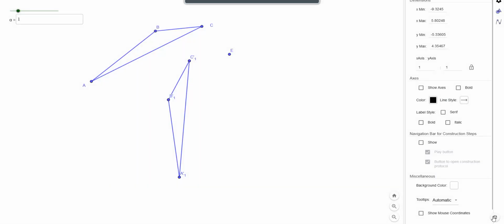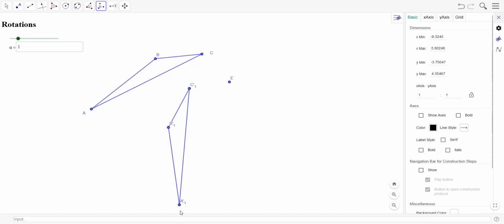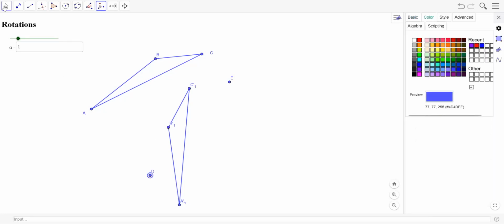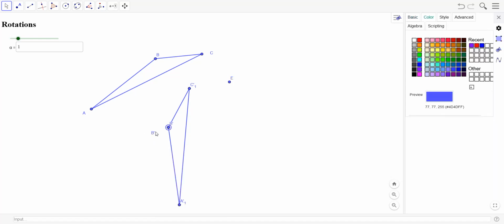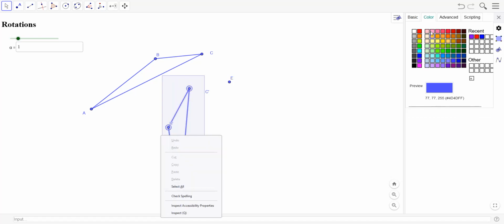Just making part of my screen disappear. There we go. And again, because of the way I selected that all at once there, I'm getting the vertices rotated twice. So I don't need these extra points. Okay, so those are the images. And once again, let's just make them red to be consistent with that. And so we see that now.